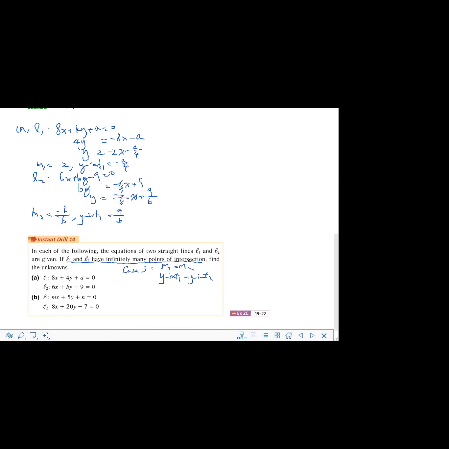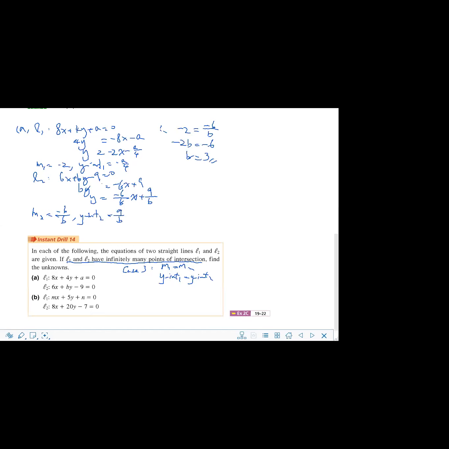Okay, and from the given information of the question, we know that m1 and m2 will be equal. Therefore, we can set up an equation: negative 2 is equal to negative 6 over b. Okay, so negative 2b is equal to negative 6, which means that b should be equal to positive 3.